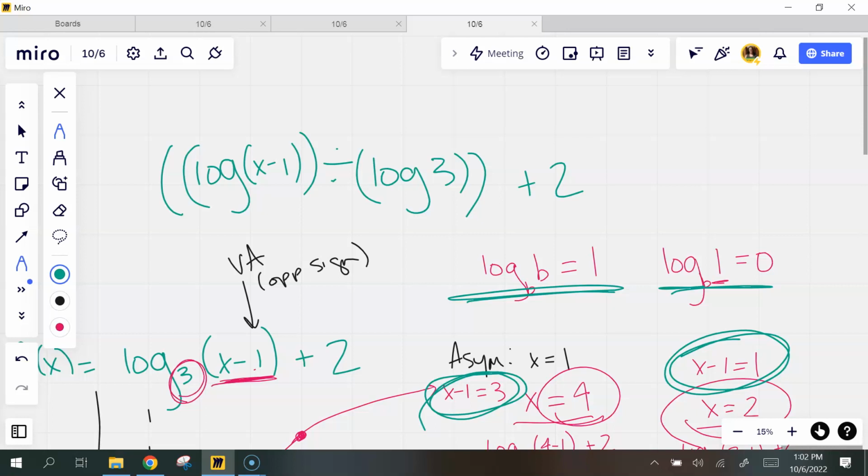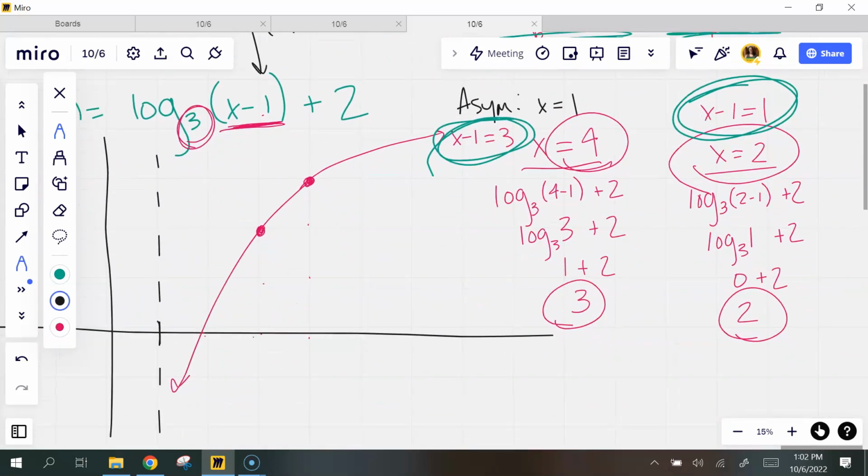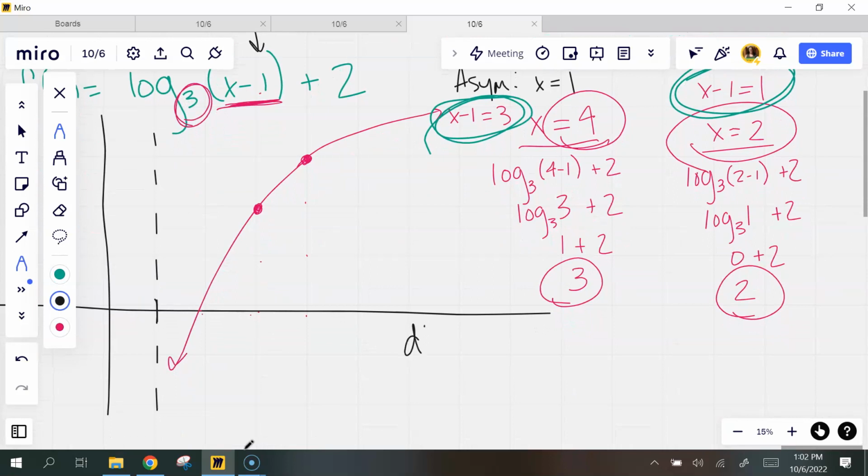What's the domain? What's the range? What do we have next? X-intercept. How do you find an x-intercept? That's y-intercept. This is x-intercept. Make it equal to 0 for the x-intercept.